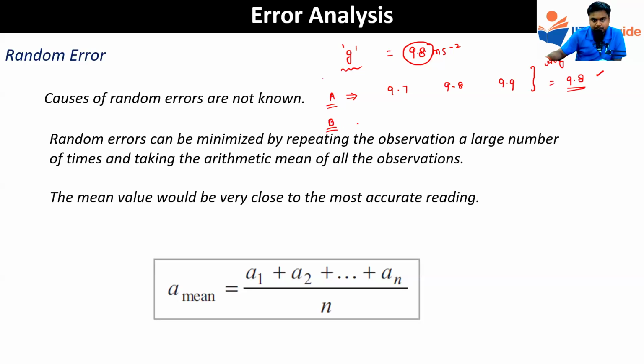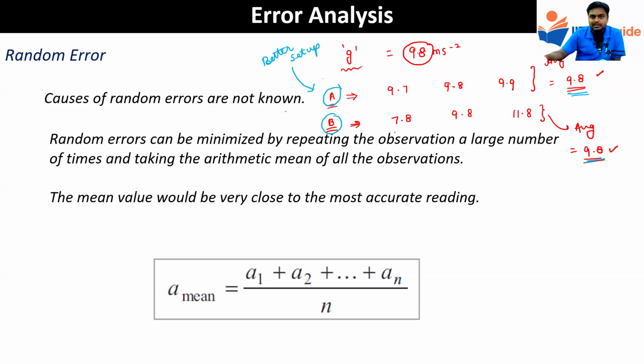Then student B does the experiment and gets 7.8, 9.8, and 11.8 meter per second square. Here also you will find that the average is 9.8 meter per second square only. Now, which student is better at conducting the experiment? Because both of them are getting the same averages. Technically, the first student has a better setup and is performing a better experiment than the second one.